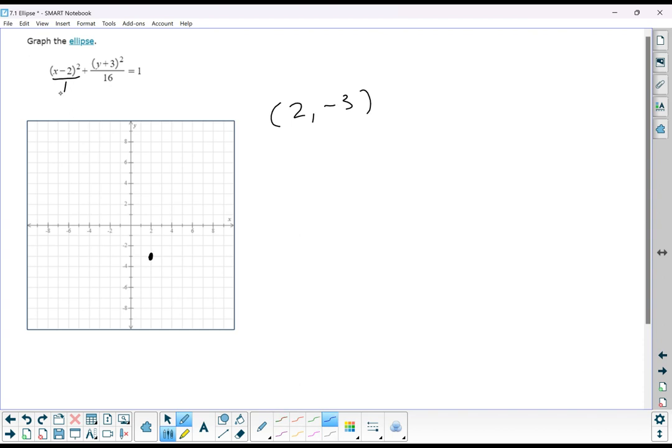In the x direction, we have a 1. That's the same as 1 squared. So we're going to just count out 1 in the x direction. So it's very narrow. In the y part of the equation, we have a 16. That's a 4 squared. So we're going to count from the center up 4 and from the center down 4. And that will determine our little ellipse. So this one's a lot more elongated than the last one we graphed. So the minor axis is 1 and the major axis is 4.